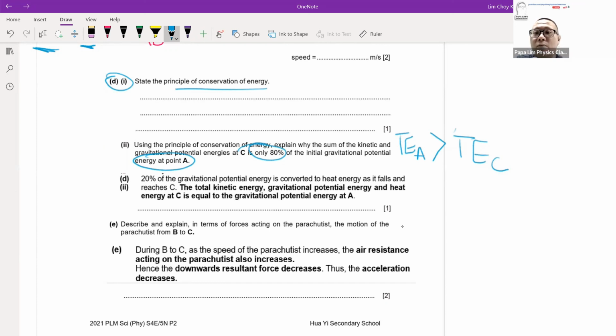Why? When you drop through the sky, there will be losses, because there will be air resistance, you rub against the air. Some of the energy will be converted to heat energy as you fall to reach C. In theory, it's ideal. Yes, we always say energy is always conserved, but in real life it's also conserved, just that it's not 100% given to a particular stage. Some energy is split to other forms, like heat loss.